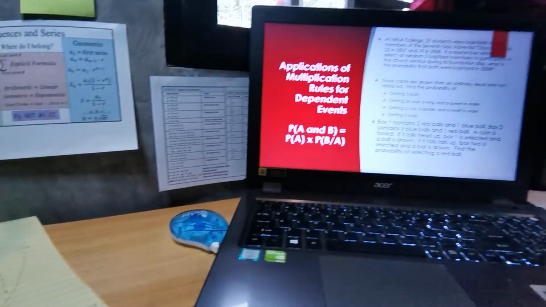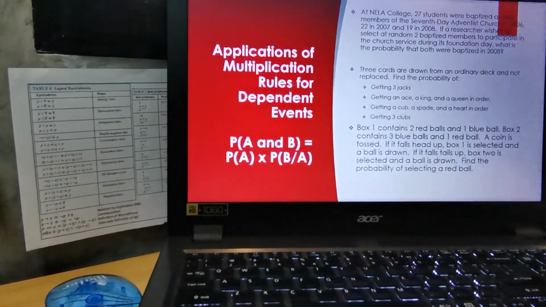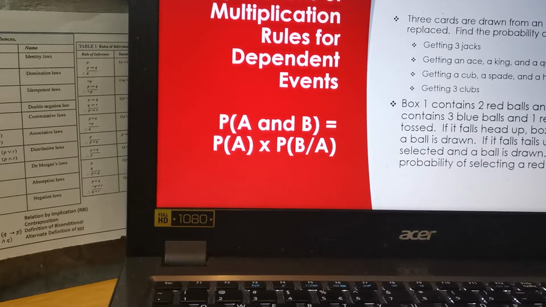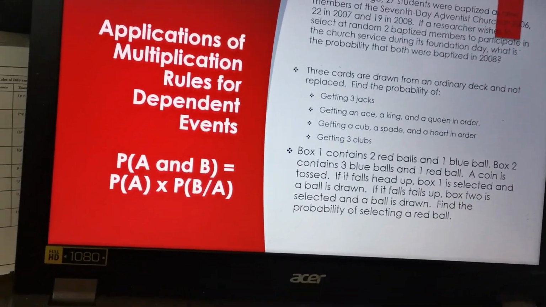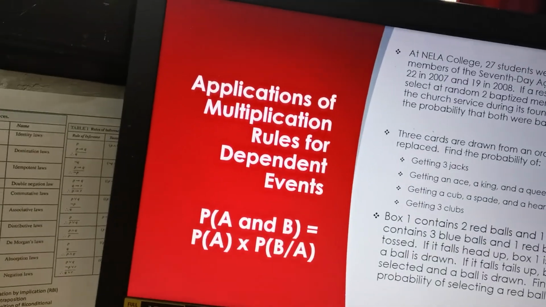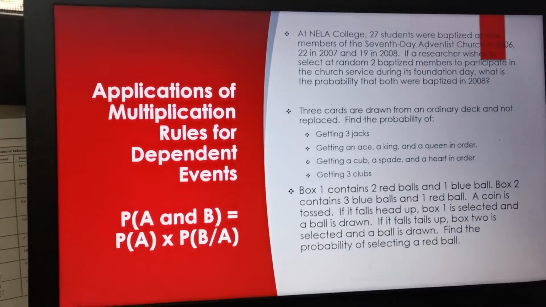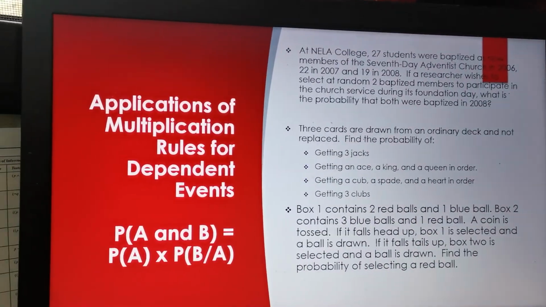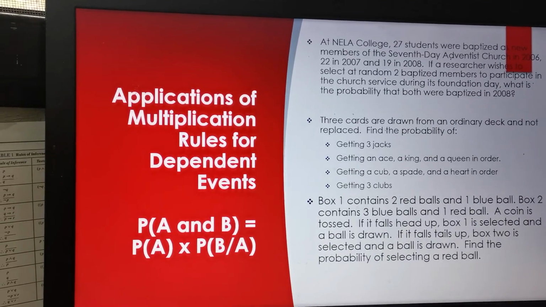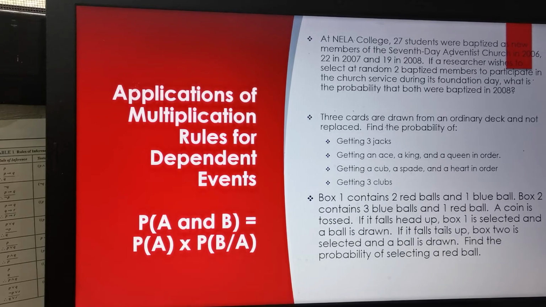Ito naman kapag dependent. Ayan, kapag dependent naman yung ating mga events. Anong ibig sabihin ng dependent? Kapag makakaapekto yung unang event natin doon sa pangalawang event natin. Okay? So, sana hindi kayo malilito between mutually and not mutually, and independent and dependent. Doon sa mutual, kapag may pareho silang parehong outcome. Dito naman, kapag nakaka-apekto yung unang event doon sa pangalawang event.